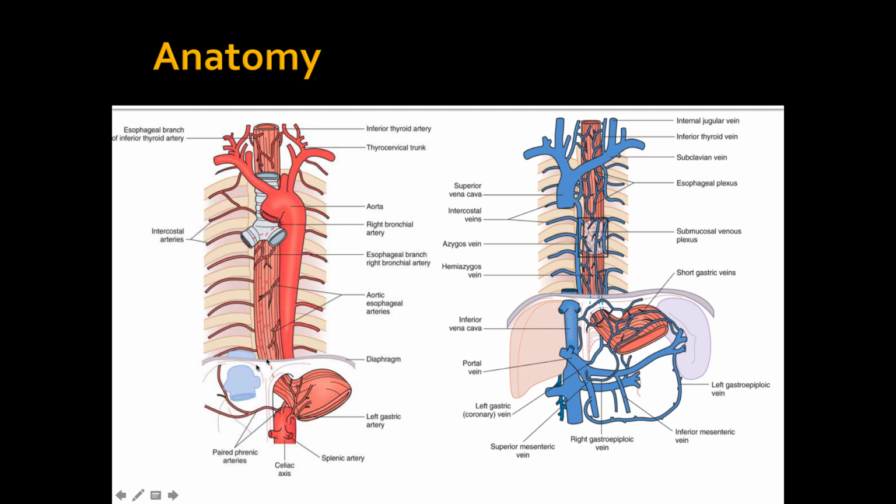and down in the abdomen, the lower esophagus and the upper stomach are supplied by the left gastric artery, which we all know comes from the celiac axis, along with the splenic artery and the common hepatic artery. Similar goes for the venous drainage. The cervical esophagus drains into the internal jugular vein, inferior thyroid vein. As we get into the thoracic cavity, you will see azygous veins on the right and hemiazygous, accessory hemiazygous on the left. In the abdominal cavity, similar drainage to the IVC through your short gastric veins and so on.